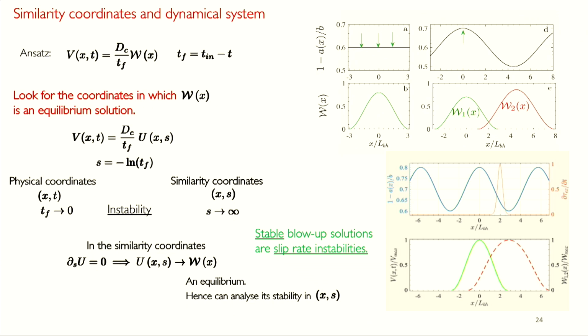To do so, we now move to a self-similar system, because I forgot to mention that these blow-ups, or the singularity, are self-similar, so we can exploit that property and find the similarity variables. This is pretty straightforward: we go from a time-like variable to a logarithmic time-like variable. So you can think there is a singularity in the sliding rate.